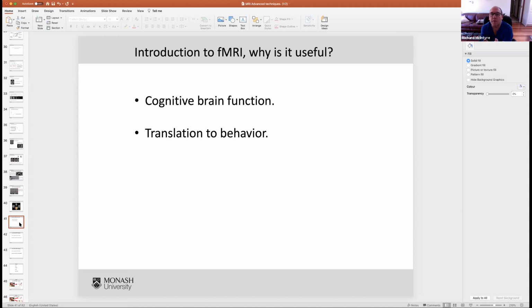An example might be if I was given a task to remember everyone that I've met in my life, and I was stuck inside an MRI machine and they were doing a functional MRI of my brain. Then we know that the hippocampus is the structure in the brain that stores memory. If I was to think about everyone that I've met in my life, my hippocampus would be more active than other parts of my brain.